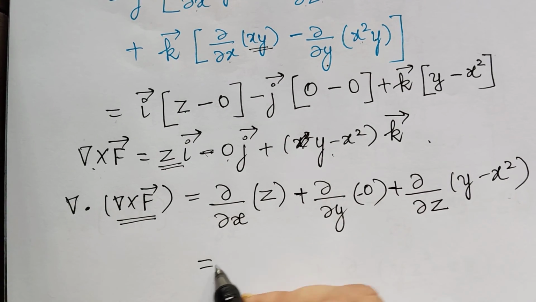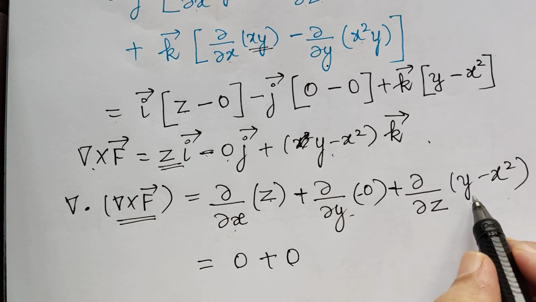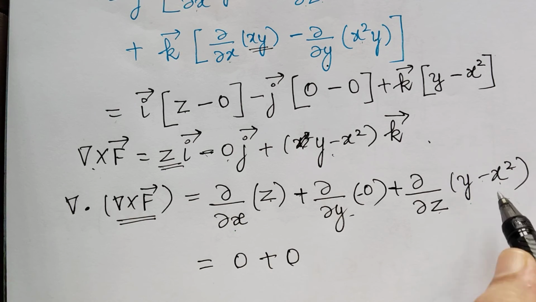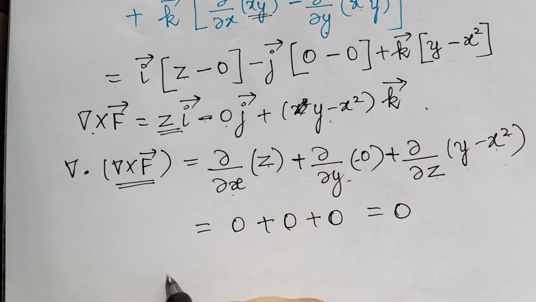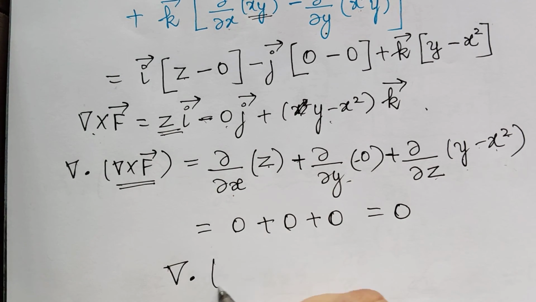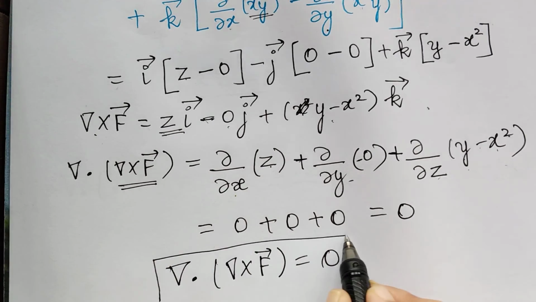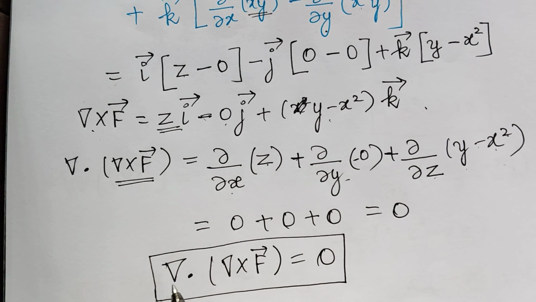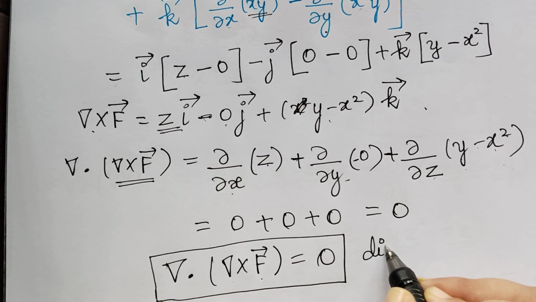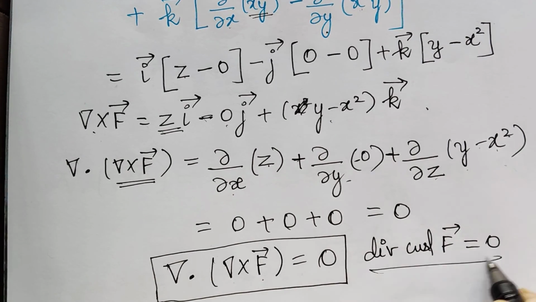Now if you see, when we differentiate this partially with respect to x, it becomes 0. This is already 0. And here y minus x square, we do not have a z term, so this also will become 0. Therefore, we get this answer also to be equal to 0. Therefore, nabla dot nabla cross f vector is equal to 0. In fact, this is a result which can be derived. We will see in our upcoming videos that always nabla dot nabla cross f vector will be equal to 0. That is, the divergence of the curl of the given f vector is equal to 0.